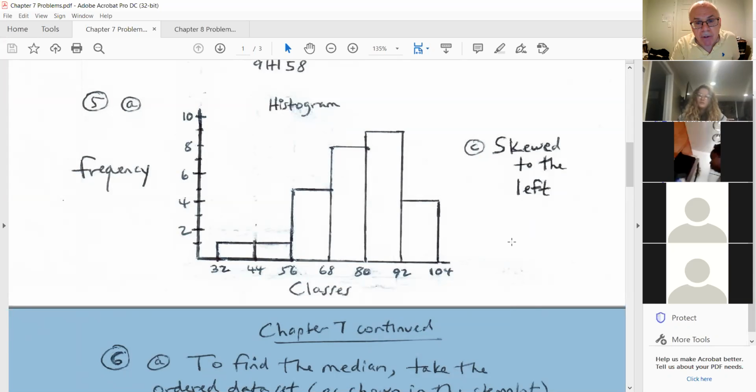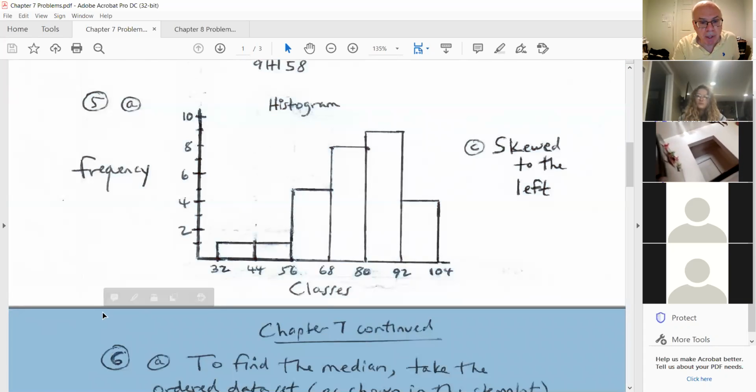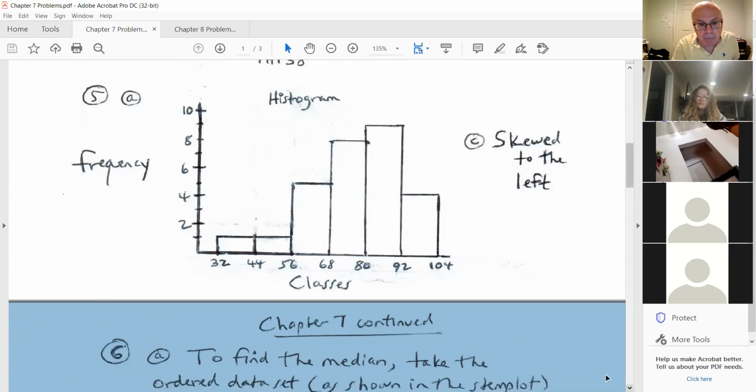So when we have a data set like this, where it's skewed to the left and we have unusually small numbers, the mean will typically be less than the median. All right, that is what you need to remember, something like that. Now, any questions about that?